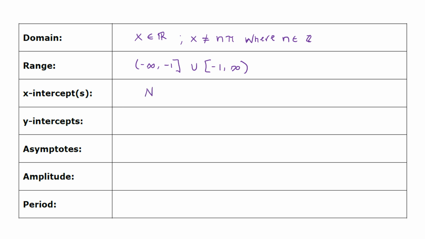There are no x-intercepts. There are no y-intercepts. The asymptotes are going to be x equals n times pi, where n is an element of the integers. The amplitude is undefined. There's no maximum value. And the period we know is 2 pi. Awesome.